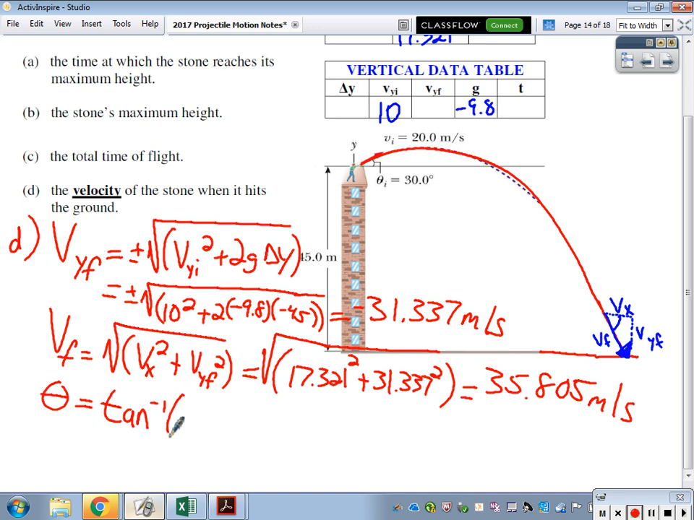The inverse tangent. Now let's take a look at this right triangle. This is the angle we're trying to find here. What is the opposite side? Vy final, over the adjacent side, Vx. So the inverse tangent of Vy final, which we found up here as 31.337, over our Vx, which was 17.321. Let's take a minute with that.